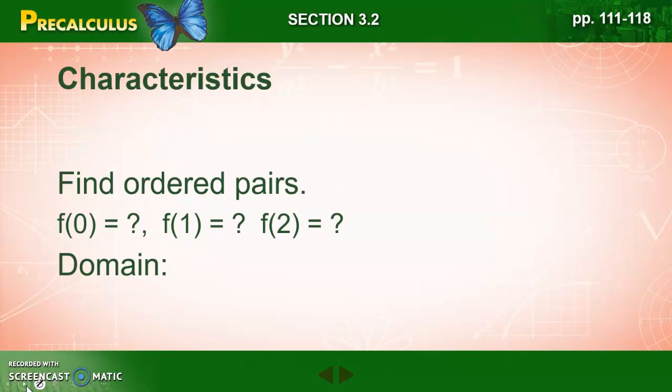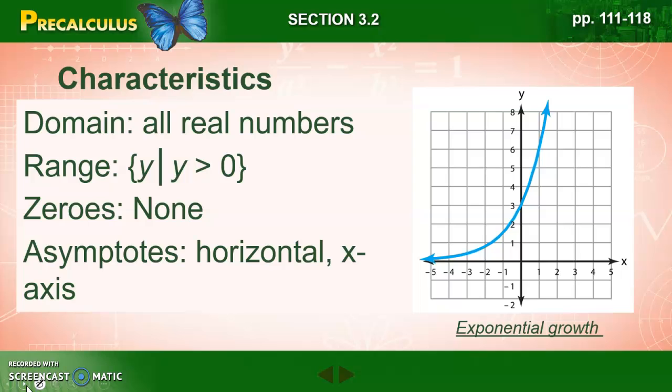Some characteristics of an exponential function that you need to be aware of. First of all, the domain of exponential functions is all real numbers. If you take a look to the left and a look to the right, you can see that both tails of this graph will just keep on going and getting wider and wider and wider. So our domain is all real numbers. And our range is that y must be greater than 0. There are no zeros. It does not cross the x-axis.